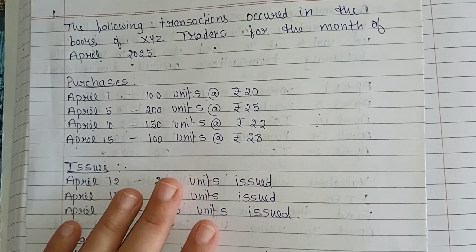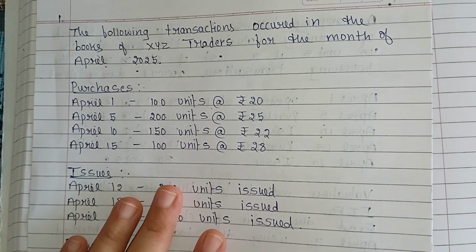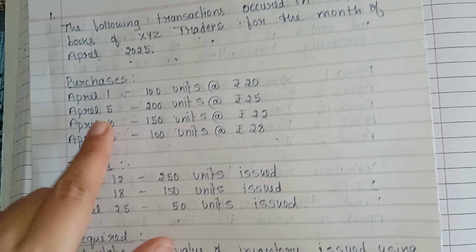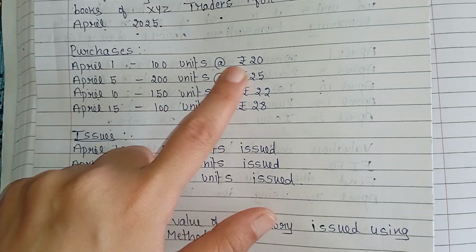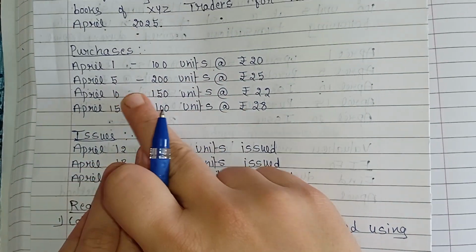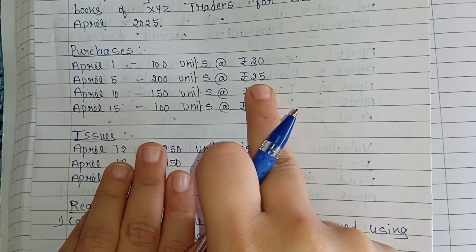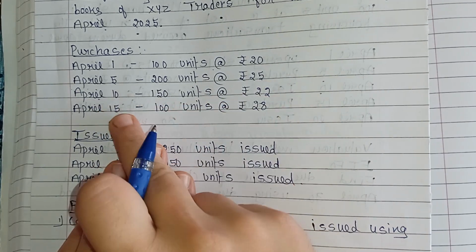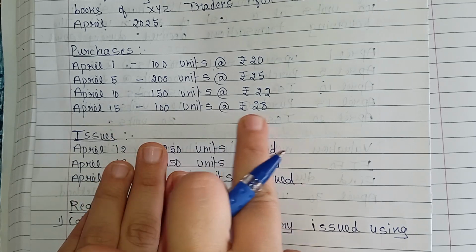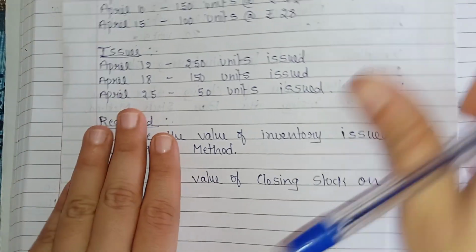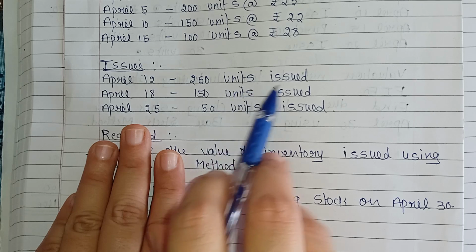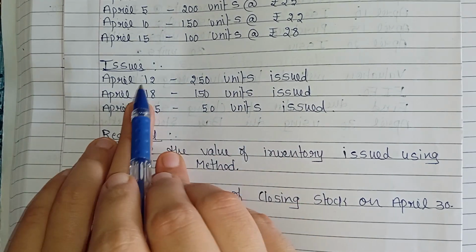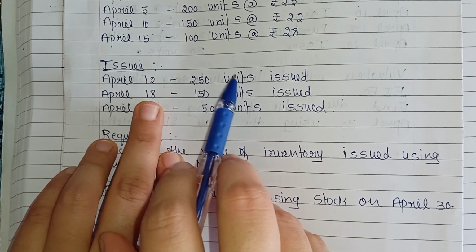The following transactions occurred in the books of XYZ traders for the month of April 25. Purchases: April 1st 100 units at rupees 20, April 5th 200 units at rupees 25, April 10th 150 units at rupees 22, and April 15th 100 units at rupees 28. Now issues: on April 12th 250 units issued. Till April 10th we purchased, after that on April 12th we issue 250 units.